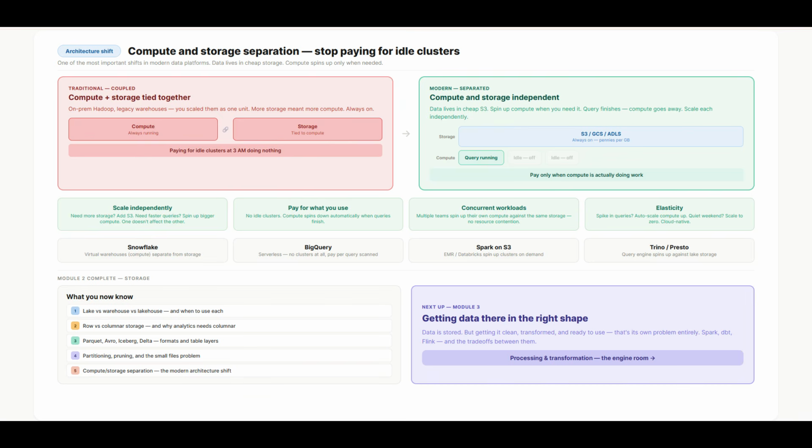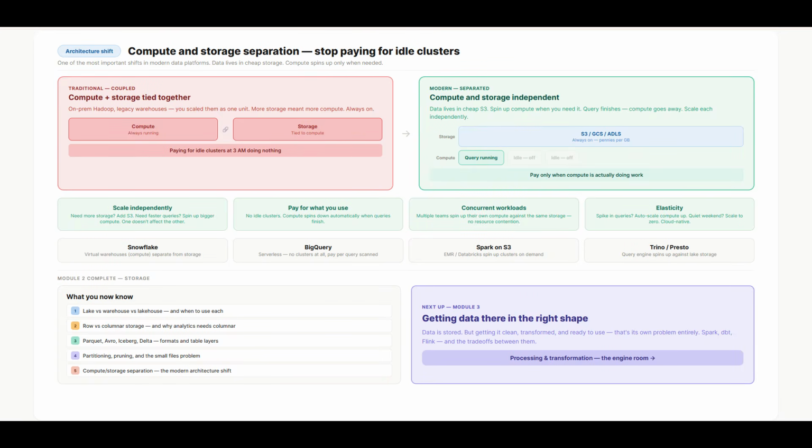One more thing on cost, compute and storage separation. This is one of the most important architectural shifts in modern data platforms. Traditional systems like on-prem Hadoop tied compute and storage together. You scaled them as one unit. Modern systems, Snowflake, BigQuery, Spark on S3, separate them completely. Your data lives in cheap object storage. You spin up compute only when you need it. When the query finishes, compute goes away. You're not paying for idle clusters sitting there doing nothing at 3 a.m.